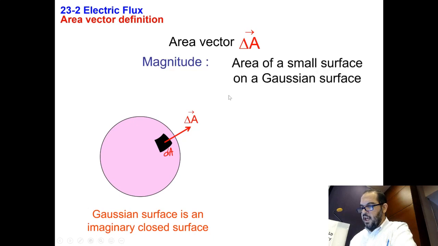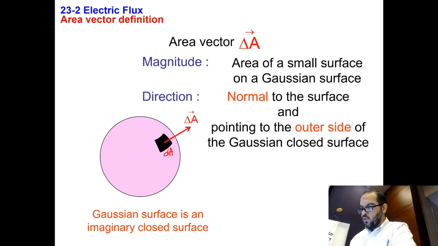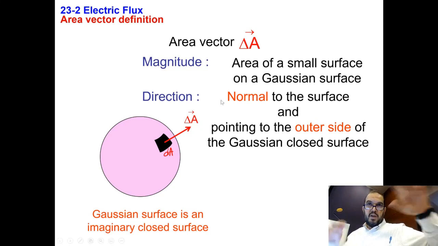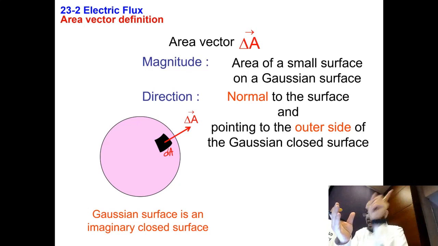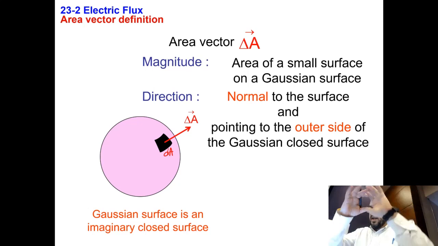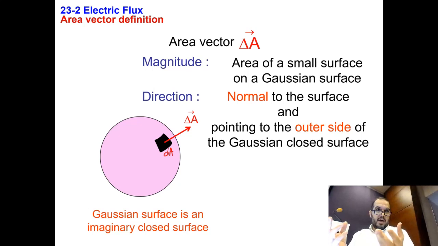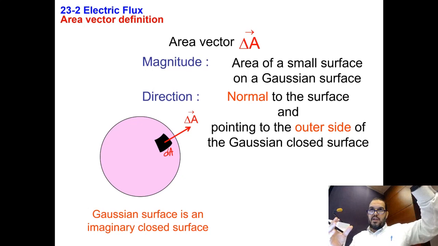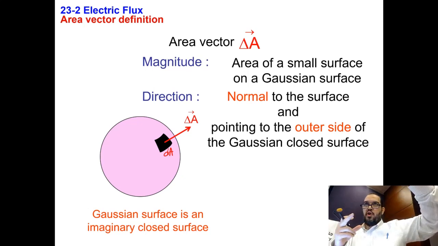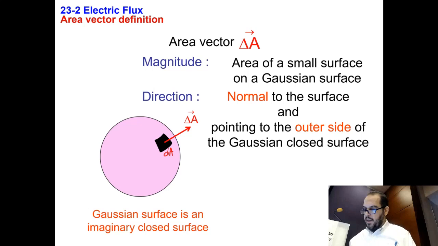Its magnitude is just the area of the small surface on the Gaussian, so it's equal to dA. And the direction is always pointing outward, and it's normal to the surface. So the area vector, if you have a Gaussian surface, is always pointing outside the surface, and it's always perpendicular to the surface wherever you are. If you have a non-uniform shape, at any point the area vector has to be perpendicular to the area at that location. The magnitude is obviously the area of the small surface on the Gaussian.